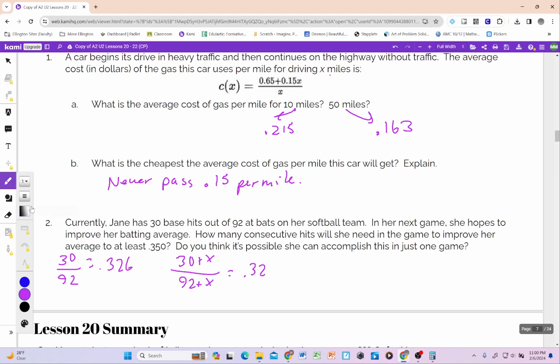Or not 0.326, wow, okay, equals what target are we trying to get to? 0.350. So all we have to do is solve that equation. I'm just going quickly here through this. So 30 plus x over 92 plus x. Can this denominator be 0? No, x would have to be negative. So again, we're good. Let's multiply by 92 plus x.